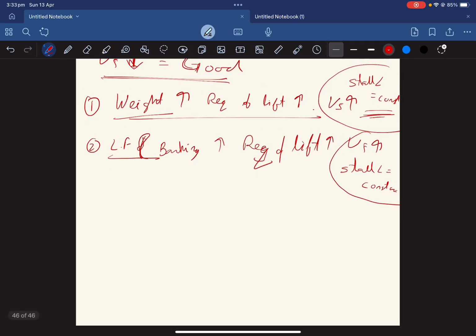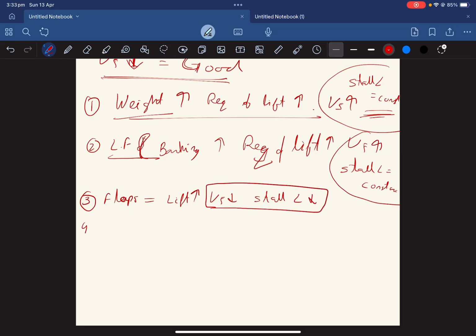All right, so let's discuss the third one, which is flaps. What happens with flaps? Does your lift increase, or your requirement of lift? Your lift increases, so it's a good thing. Then your stall speed decreases. But what happens to your stall angle? It reduces. Just try to remember this.